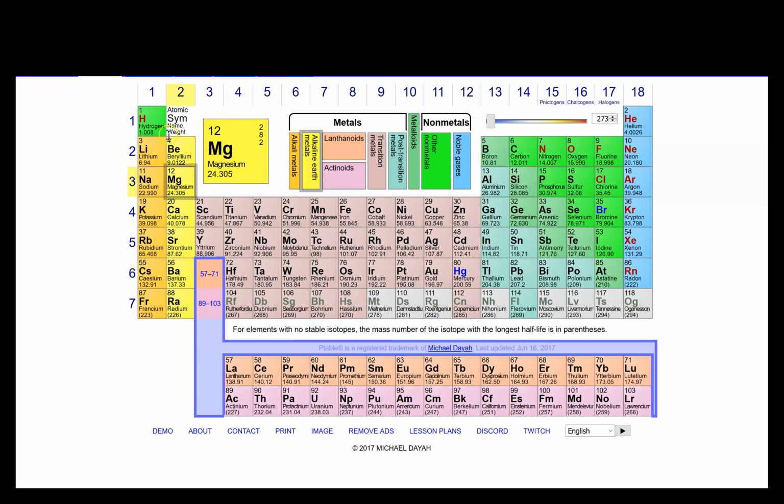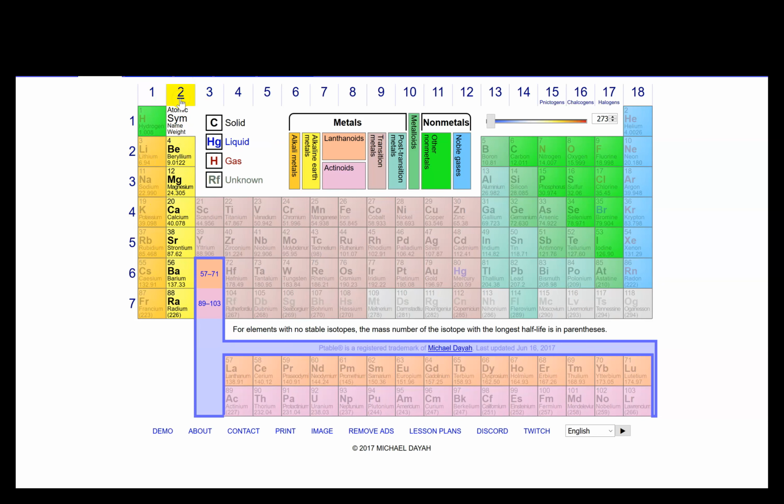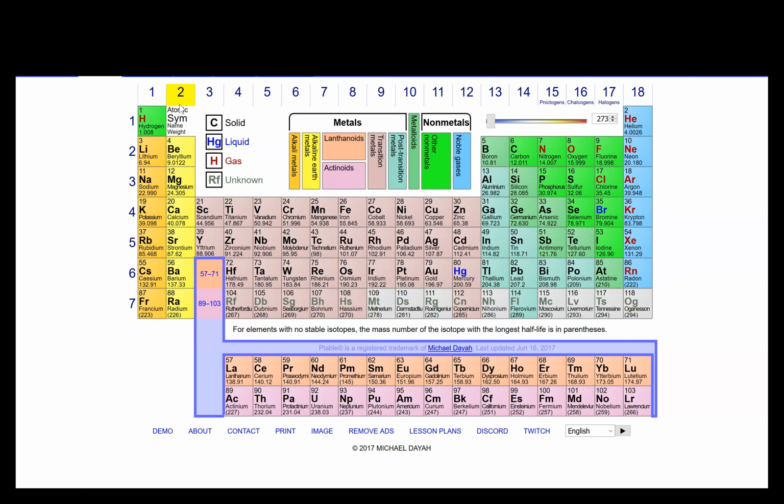So we can use what we know about the periods, which are these vertical rows. If you look at the box here for the electronic configuration, look at how many electrons it has in the outer shell for beryllium, magnesium, calcium, strontium, barium, and radium. Notice they all have a 2. That's because they are in period, which is the vertical, 2. So that tells us it has 2 electrons in the outer shell.